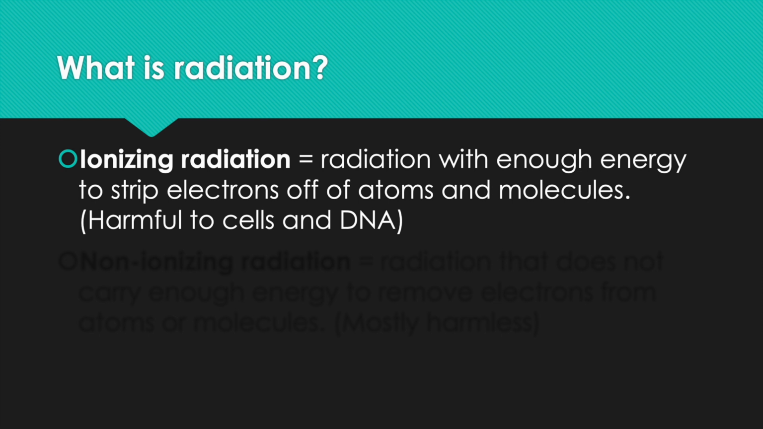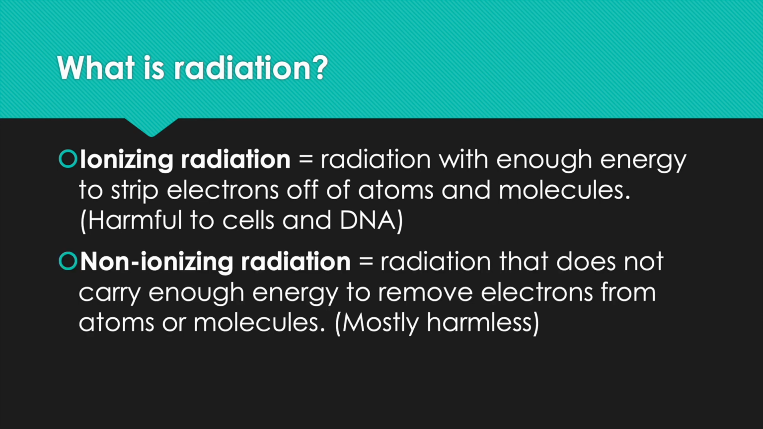Ionizing radiation is what we typically think of when we think of dangerous or harmful radiation, because ionizing radiation has enough energy to strip the electrons off of atoms and molecules. And that process can damage the cells and DNA of living things. Non-ionizing radiation, on the other hand, doesn't have enough energy to do that. So it can't remove any electrons, and so it's not going to be damaging or harmful to cells or DNA.